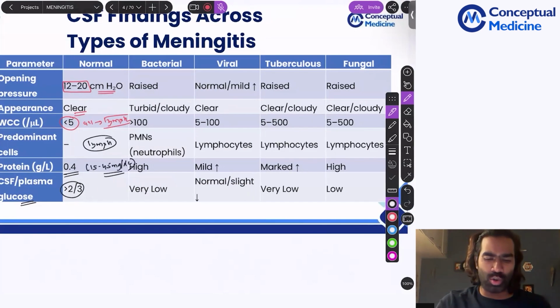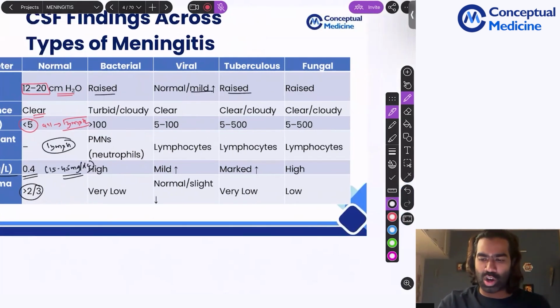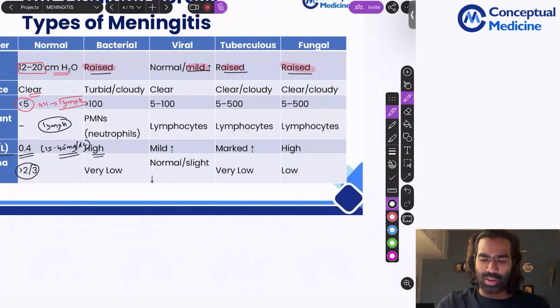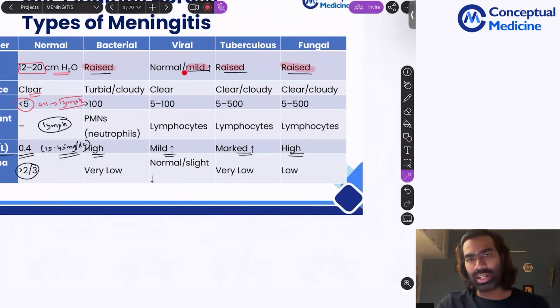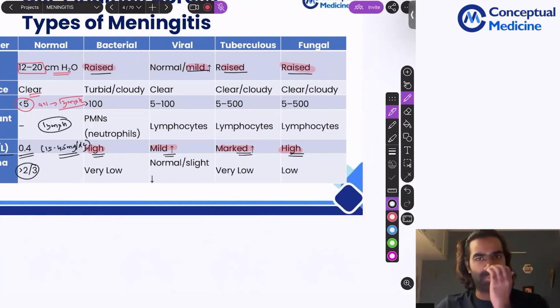See, usually opening pressure and probably the protein is not going to give you much idea, because if you look at opening pressure, in all these conditions, opening pressure is going to be higher. So that's not going to give you a good information. When it comes to protein, again, all of them are going to have high protein. Even though viral meningitis will have a mild increase in protein and mild increase in pressure, technically speaking, all of them are going to have high levels of protein and high opening pressure. So that's why I'm saying that these are not going to give you that much diagnostic information in practice.